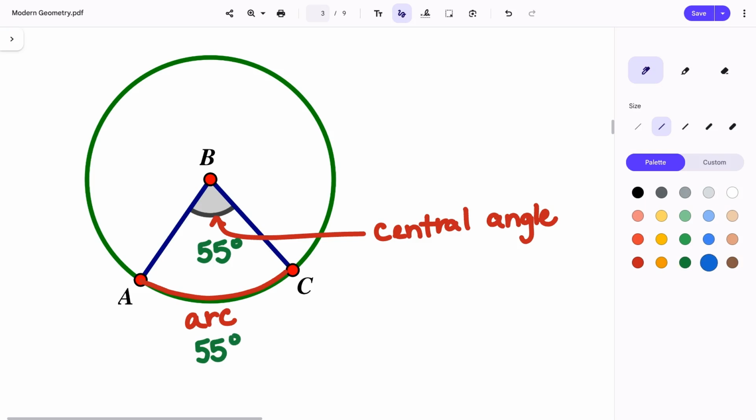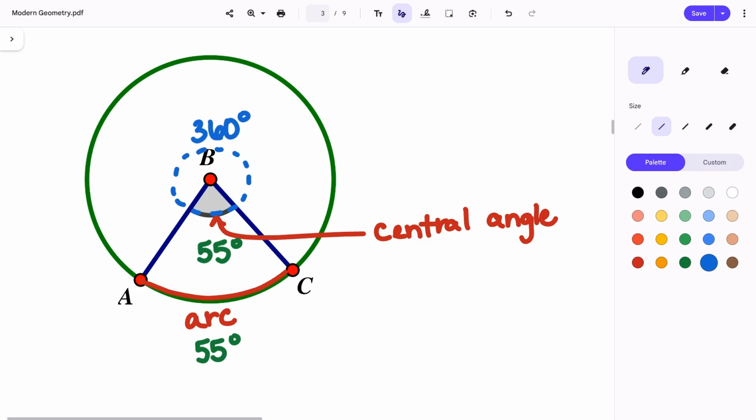And again, we also said a little bit ago that an entire circle, if I were to go all the way around that center point, would be 360 degrees total. Now, if I wanted to figure out how much the other side of the circle is, I would take 360 minus that 55, and that would give me the other side of the circle.